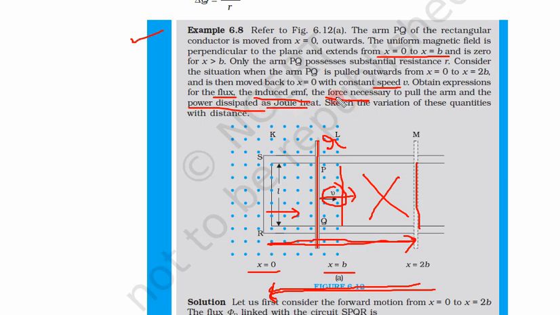So these are the quantities that we need. First we need flux, phi B. What is the second thing? Induced EMF, epsilon. Third thing is force. Fourth thing, power dissipated as joule heat.